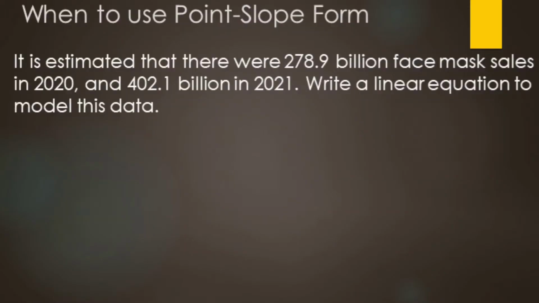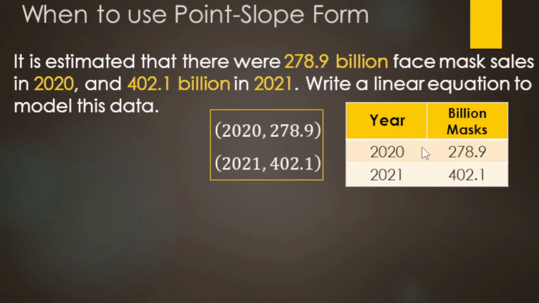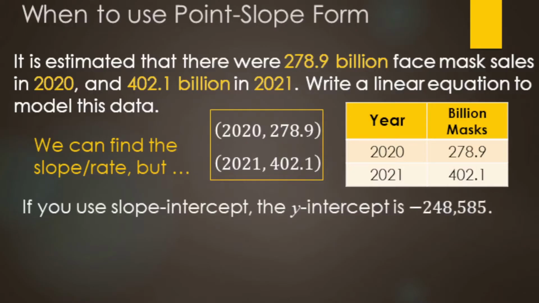So point slope form, one of the reasons it's super important is if you have some information, like up here, we're talking about face mask sales in different years, and we can take this information from the words and we can rewrite it or arrange it as a table or even as ordered pairs. And from either the words, the ordered pairs, or the table, we can find the slope or the rate of this here. But for this example here, the y-intercept or the initial or the start amount ends up being negative 248,585 billion masks.